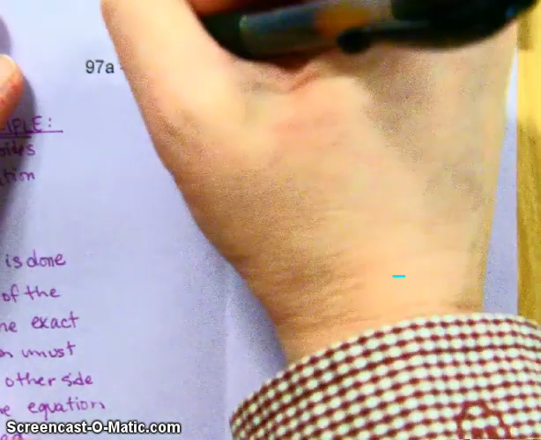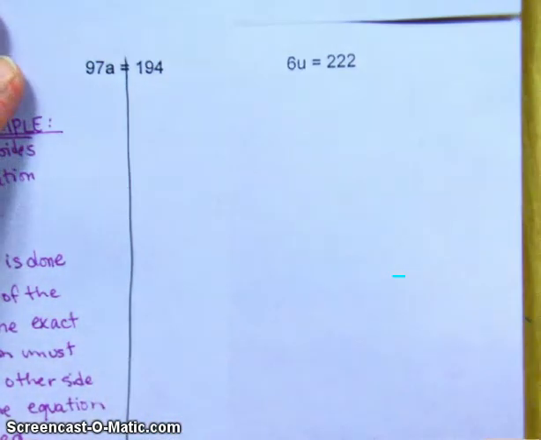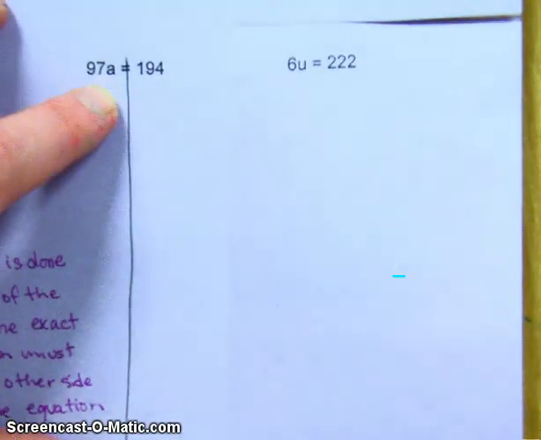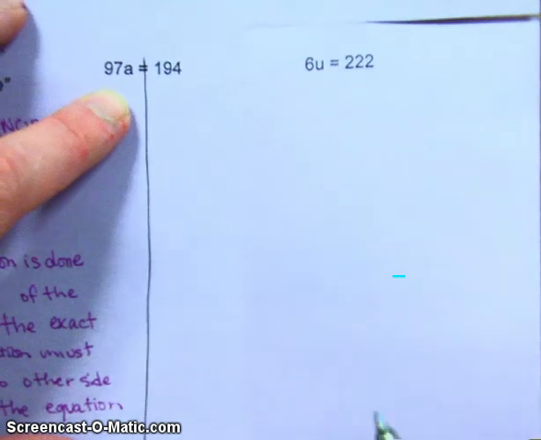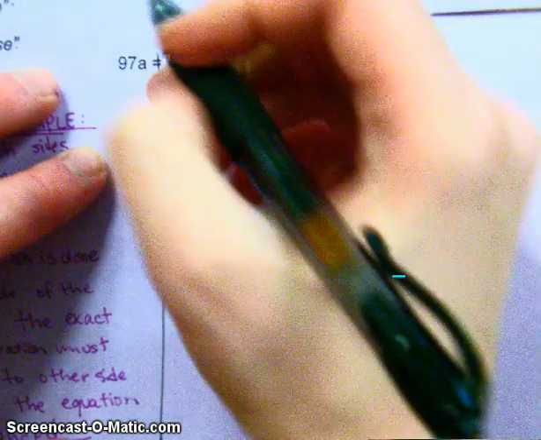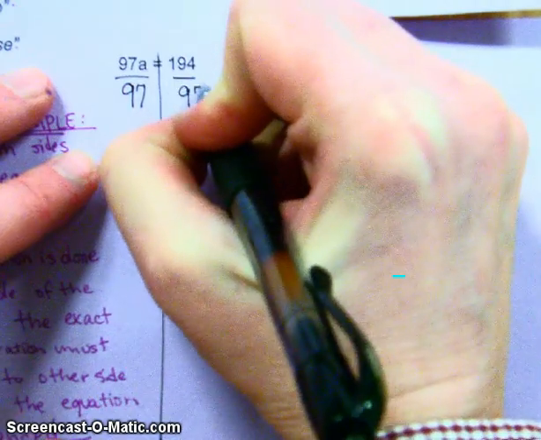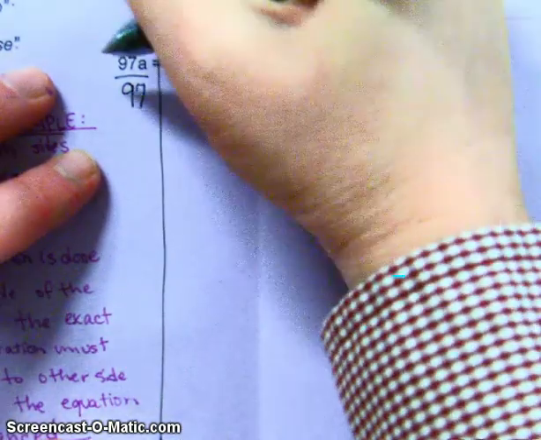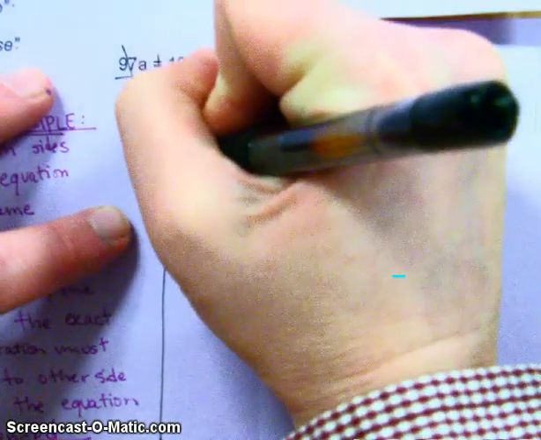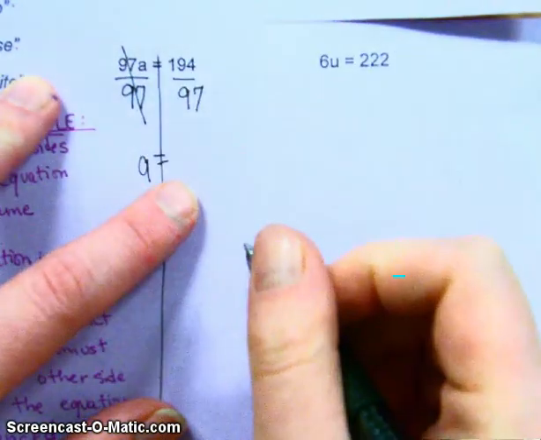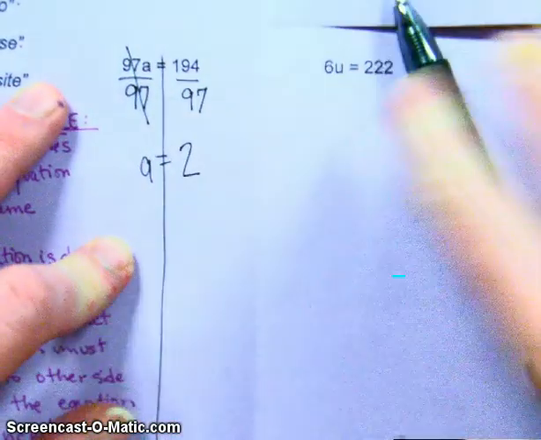97a is equal to 194. This is multiplying. So to undo multiplying, the inverse operation is to divide. 97a divided by 97 is a. 194 divided by 97 is 2.